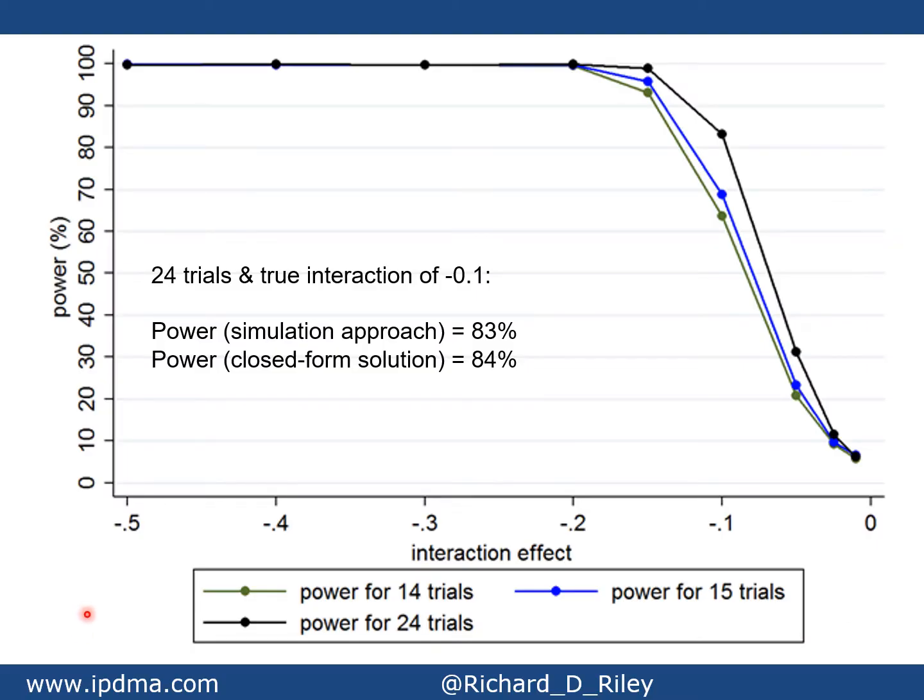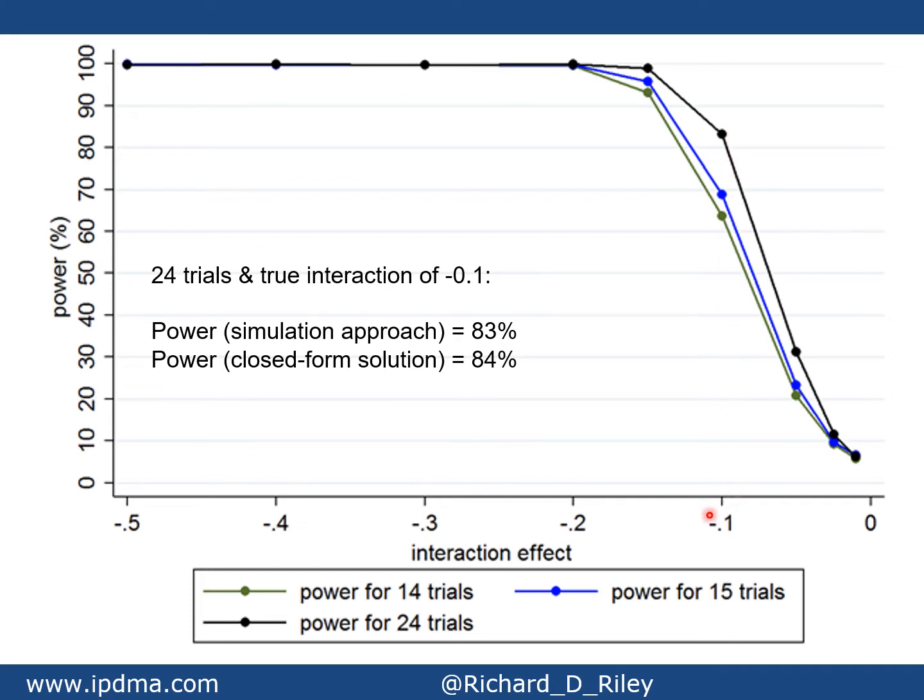Let's look at this graphically. We see that on the left here is the power, and on the x-axis we've got the assumed interaction effect size, and minus 0.1 corresponds to the results I've just shown you. So the green line is the power for 14 trials, and we see that at the assumed value it was about 63%. But when we get those extra 10 trials, for the black line, which gives us the power for 24 trials, the power is now over 80%.